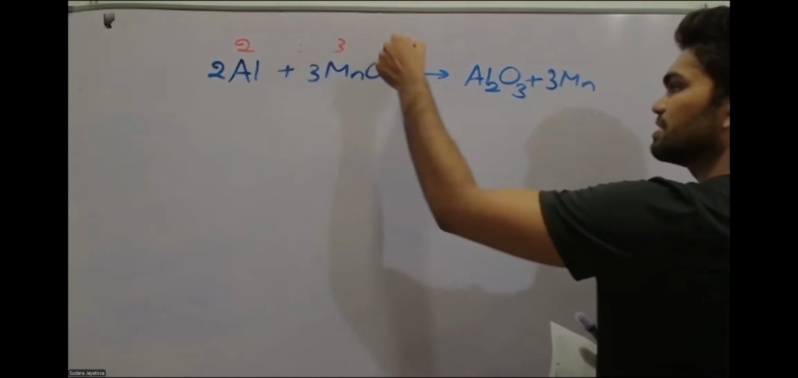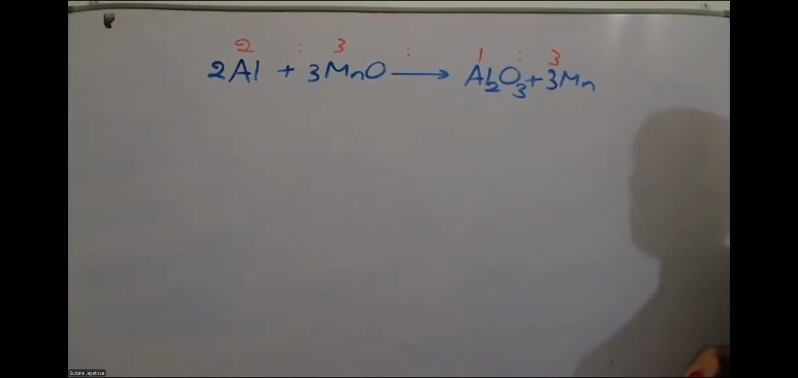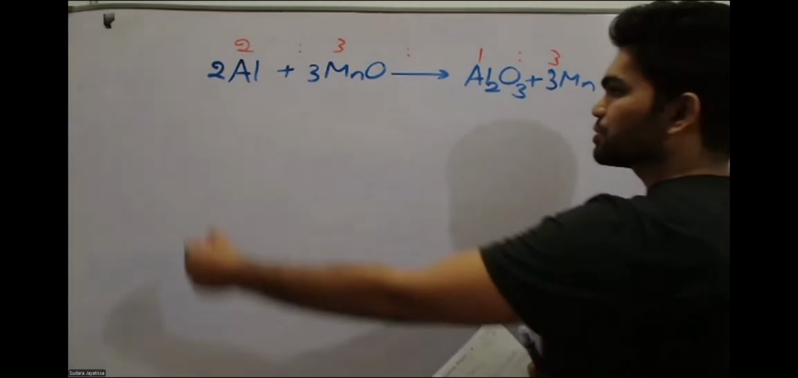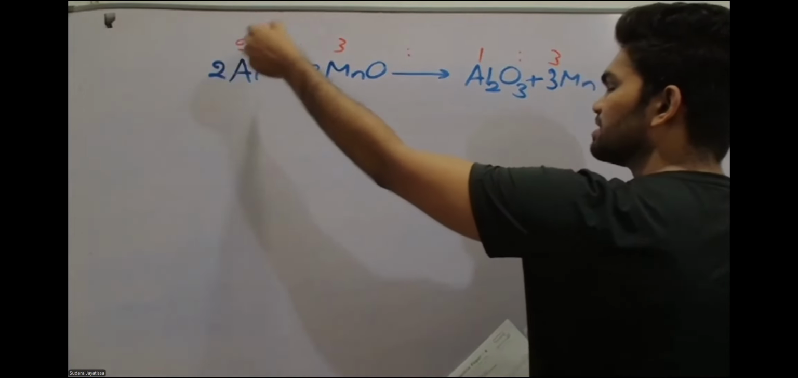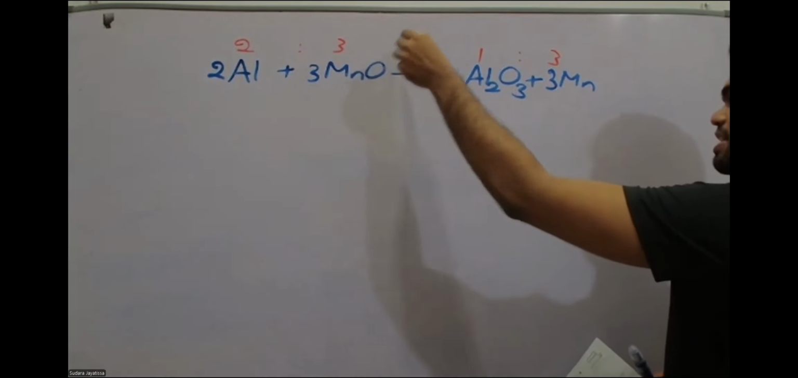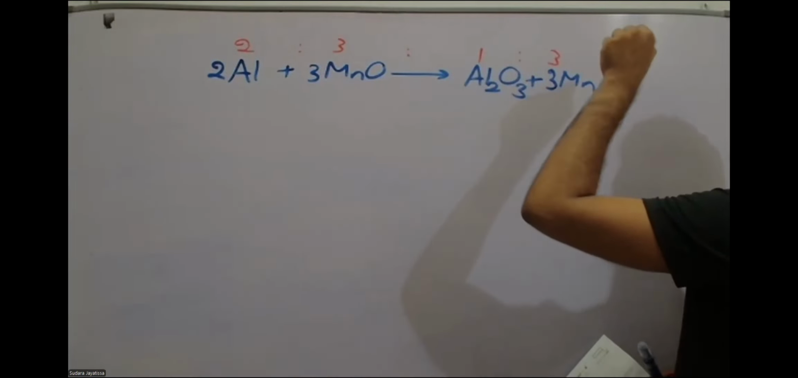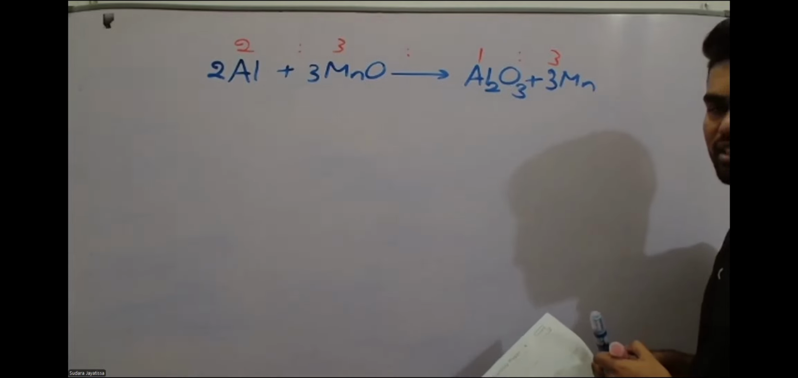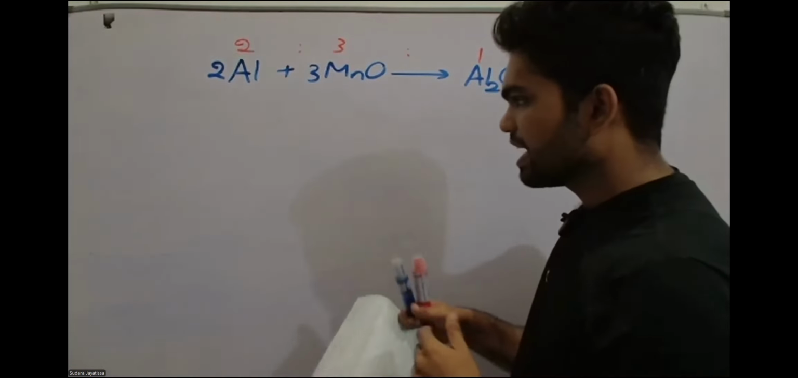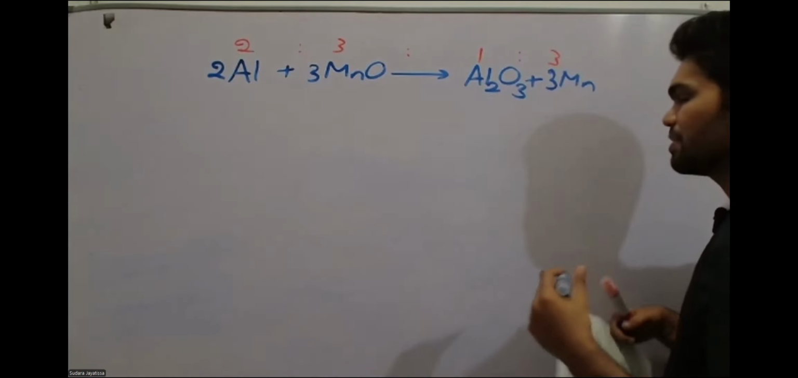So 2:3:1:3 is the stoichiometry ratio. That means 2 moles of aluminium reacts with 3 moles of manganese oxide to give you 1 mole of this and 3 moles of manganese. Something like that. They have given you the masses.